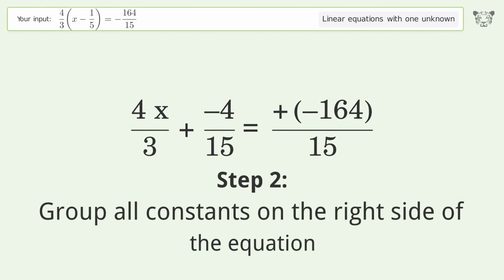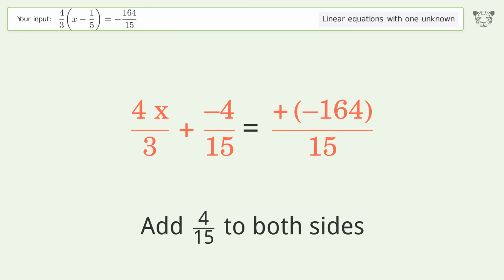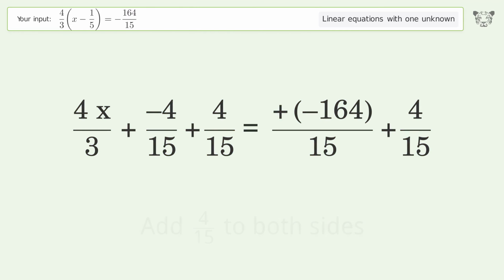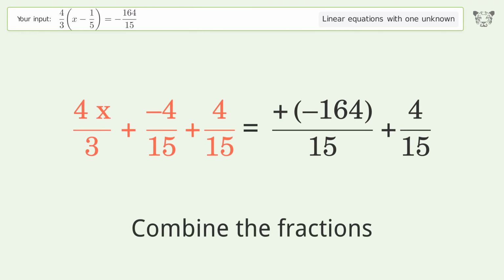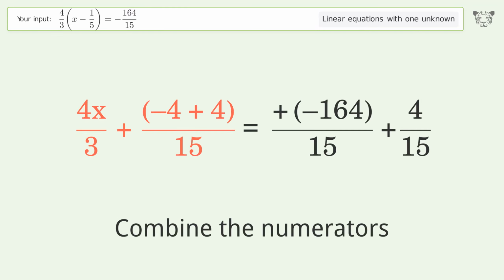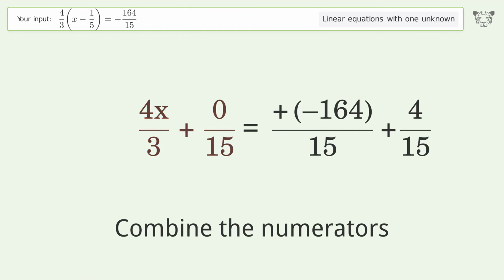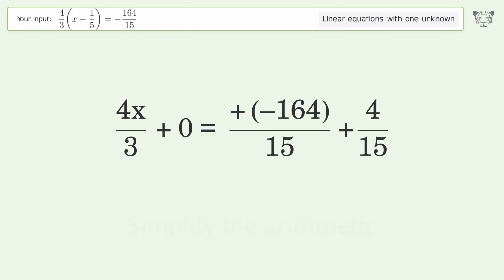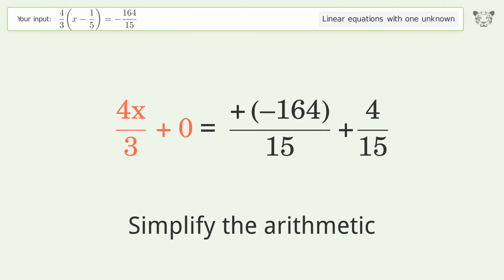Group all constants on the right side of the equation. Add 4/15 to both sides. Combine the fractions. Combine the numerators. Reduce the zero numerator. Simplify the arithmetic.